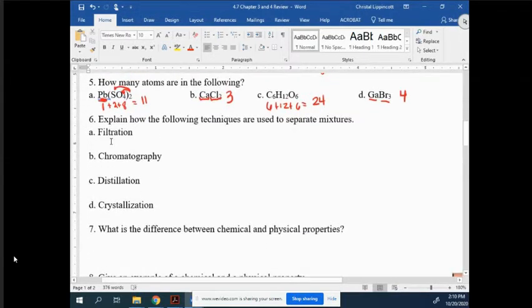Filtration then is the process where we use differences in particle size, and we use filter paper. So using filter paper to separate mixtures based on particle size.